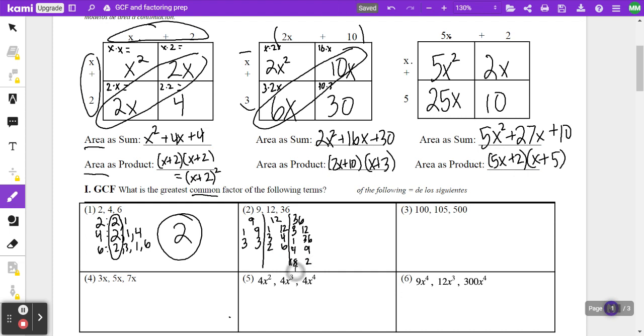Oh, sorry, I should actually. 6 and 6. The greatest common factor can't be something that is not on every single list. So really all I had to check were the factors of 9. And 9 goes into 36 and 9, but it doesn't go into 12. The greatest common factor, the number that appears on each of these lists, is 3.